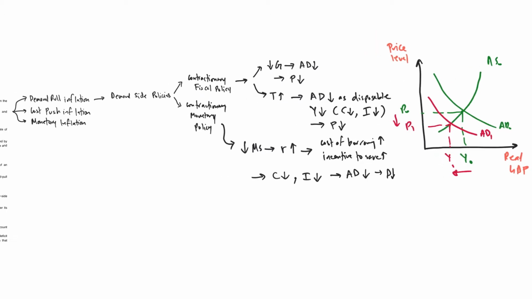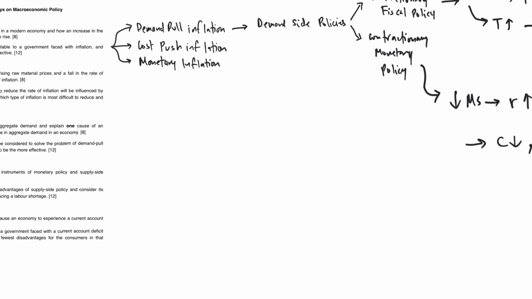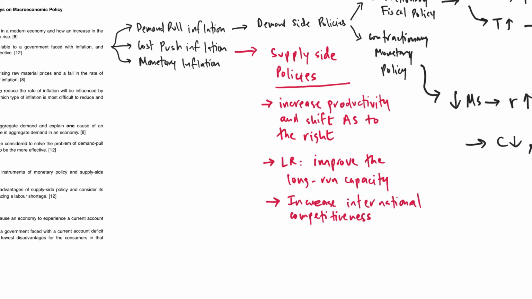Now we discuss cost push inflation. For cost push inflation, we use supply side policies. Supply side policies are government attempts to increase productivity of an economy and shift the aggregate supply to the right. In the long run, such policies are designed to improve the long run capacity of the economy. It also helps in increasing international competitiveness.